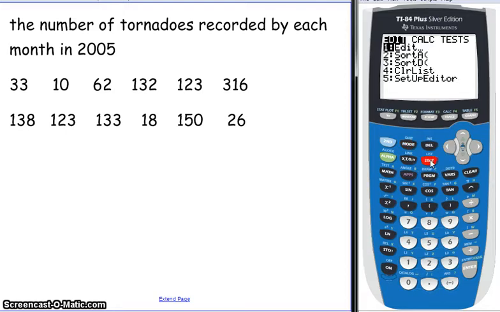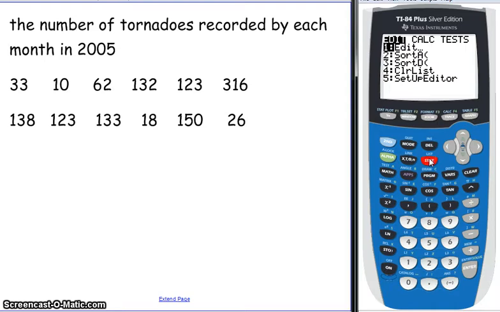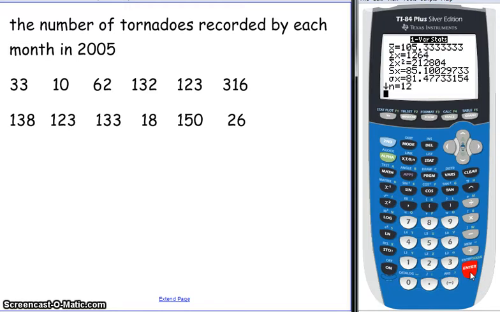So if I go to Stat, Edit, I've cleared out list 1, and then I went back and typed in these values from 33, 10, 62, and so on. Now under Stat, when we arrow over to Calculate, we have calculated one variable stat on a list. So list 1, and then we just arrow down to Calculate, and we discover all sorts of things about this data.